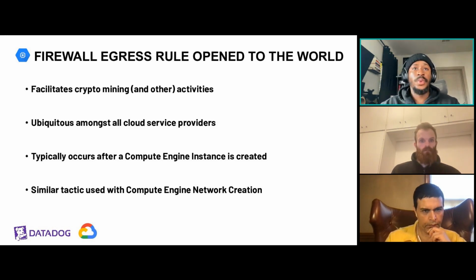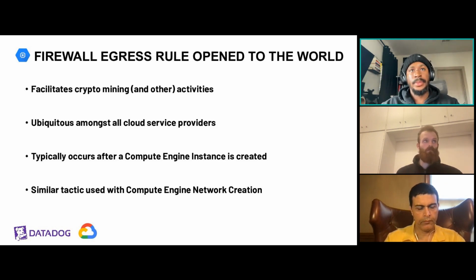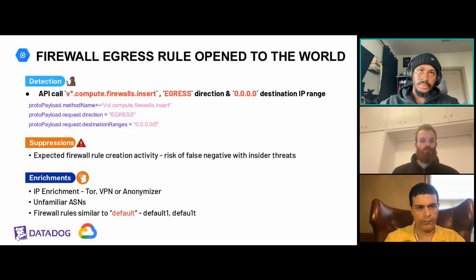This typically occurs when a compute engine instance is created within Google Cloud, and a similar tactic is also used with creating a compute engine network. The goal essentially is to allow traffic to be able to move out of the cloud environment. This could either be done for crypto mining or even exfiltration activity.